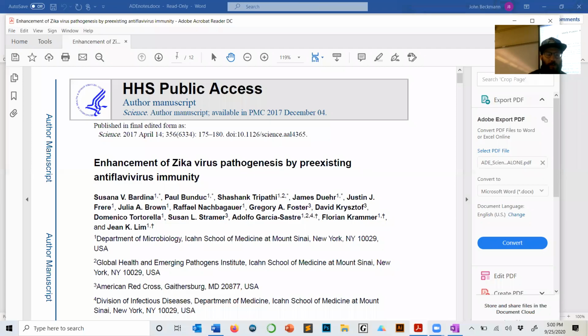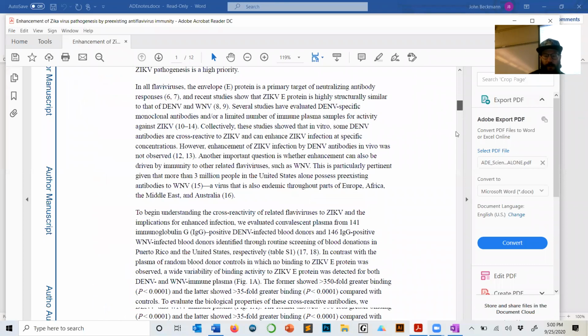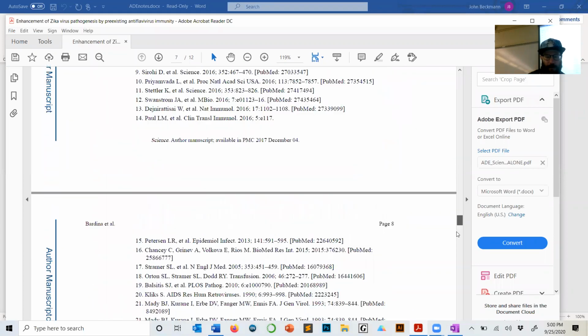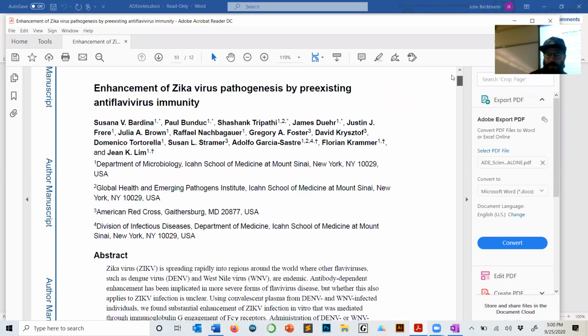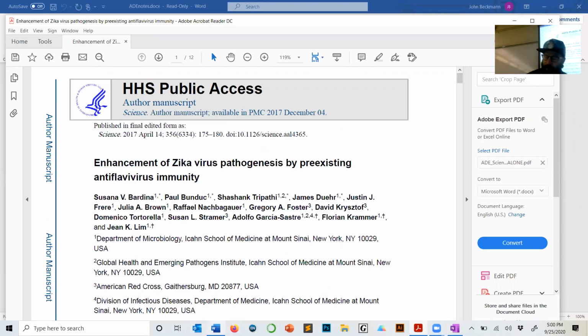Here we go. Today we're going to talk about this paper, Enhancement of Zika Virus Pathogenesis by Pre-existing Anti-Flavivirus Immunity. This was published in Science 2017. I have the ugly version of it, the one from, I think, PubMed. The prettier version is in Science.